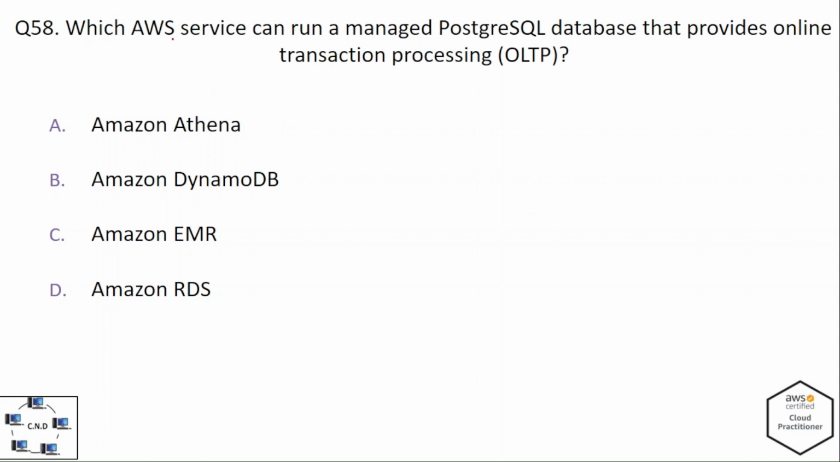Question number 58 is: which AWS service can run a managed PostgreSQL database that provides online transaction processing, that is OLTP? And the options are A. Amazon Athena, B. Amazon DynamoDB, C. Amazon EMR, and D. Amazon RDS. And the correct option is Amazon RDS.